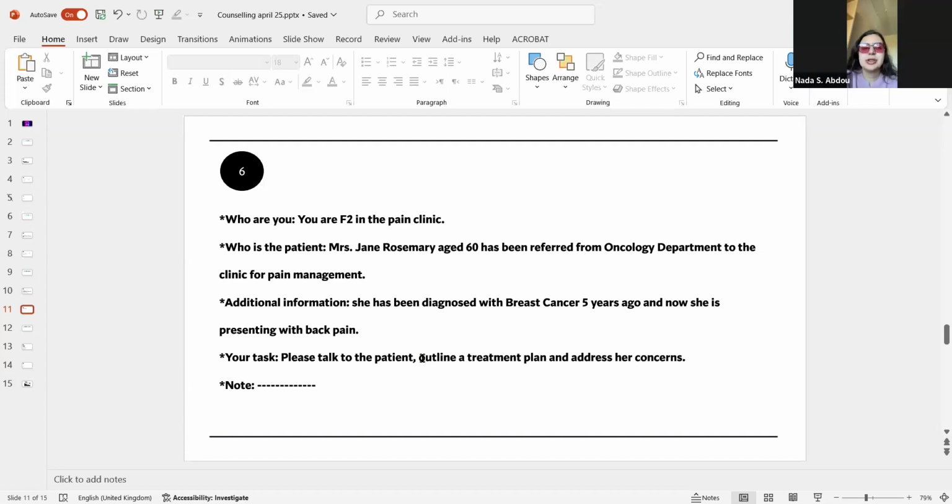Yeah, she could benefit from physiotherapy. And also I should have prescribed her a bisphosphonate so it can improve her bone structure.